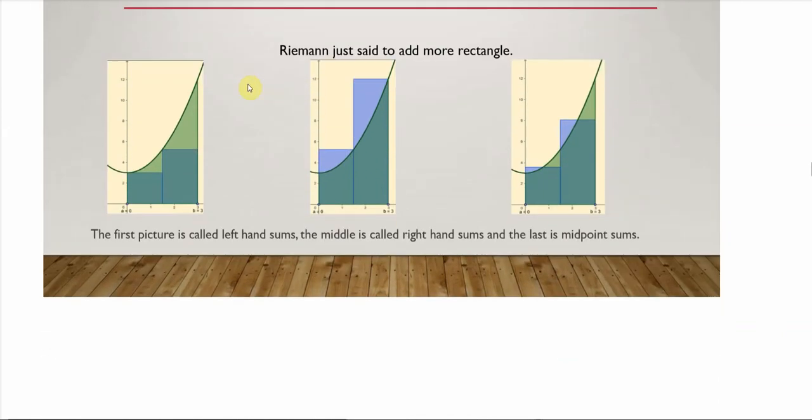If you notice, they all have the same base. But here, the left side is the one that determines my heights. Here, the right side of each interval is the one that determines my height. And here, the middle is the one that determines my height. So this is what we call the midpoint sums. This is the right-hand sums, and this is what we call the left-hand sums.